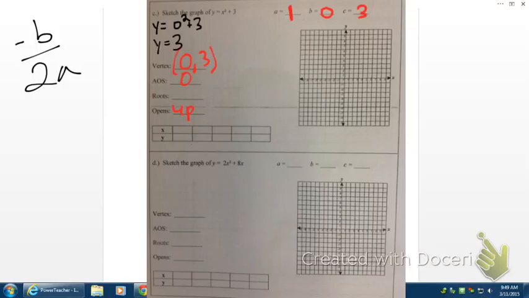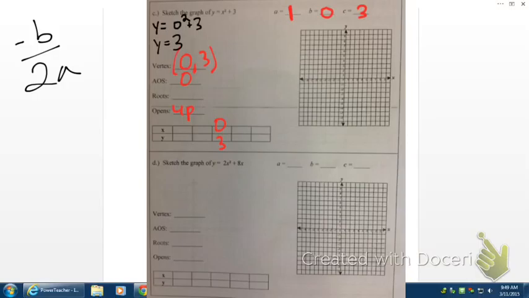Now, remember, whenever you go about making your table, always, always, always put your vertex in the middle. Okay? So the x value is 0 and 3. Okay? So make sure you're working this thing out. Stop moving. Okay?